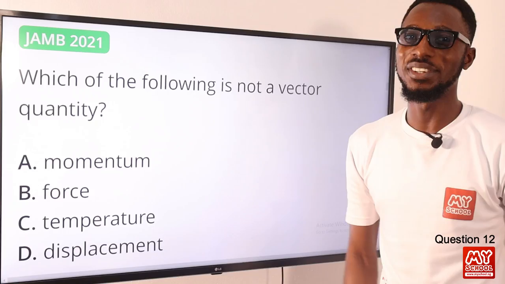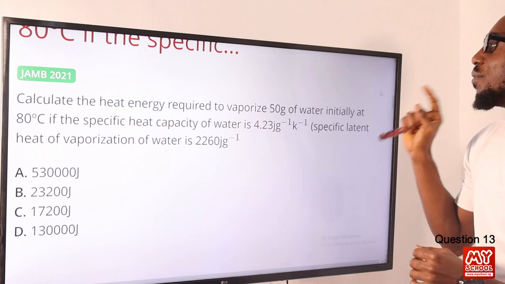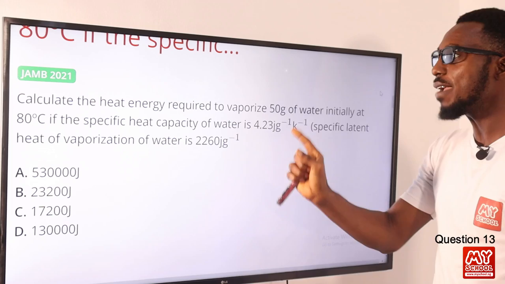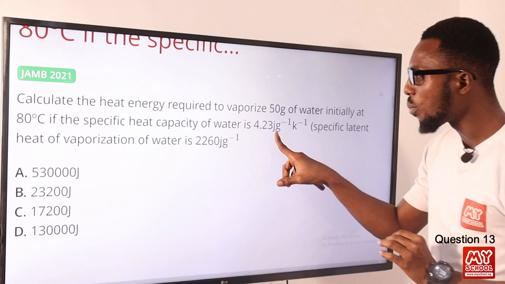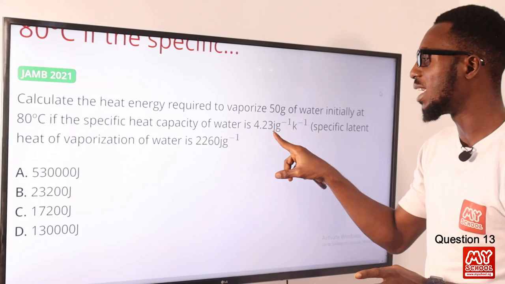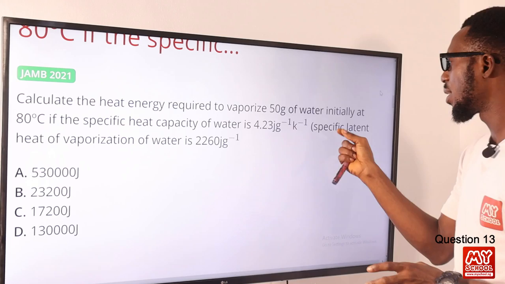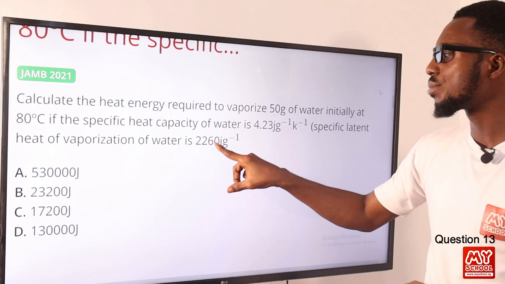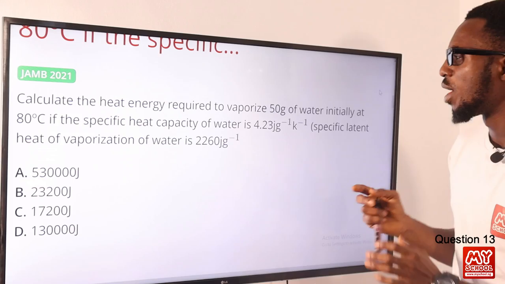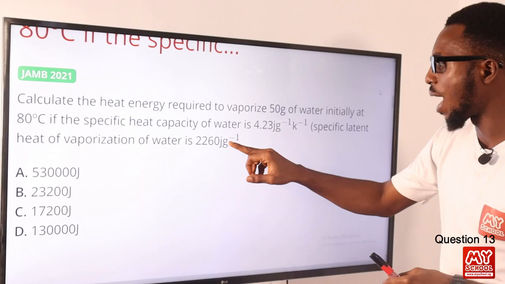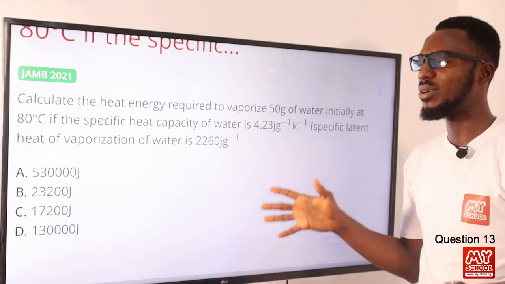13. Calculate the heat energy required to vaporize 50 grams of water initially at 80 degrees Celsius if the specific heat capacity of water is 4.23 joules per gram per Kelvin. Normally you should have it in joules per kilogram per Kelvin, but the units we have here are in grams. The specific latent heat of vaporization of water is given as 2260 joules per gram. The units are in the same concept, grams, not kilograms, so there's no need for converting. On a regular basis, we should have converted from grams to kilograms, but we can work with the values supplied.